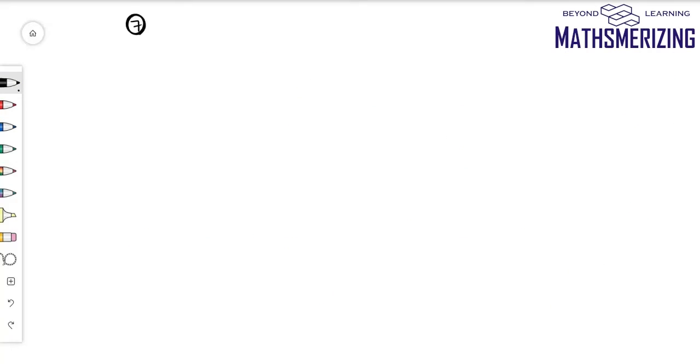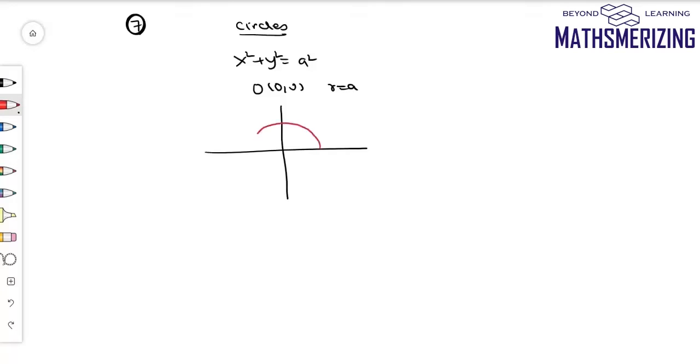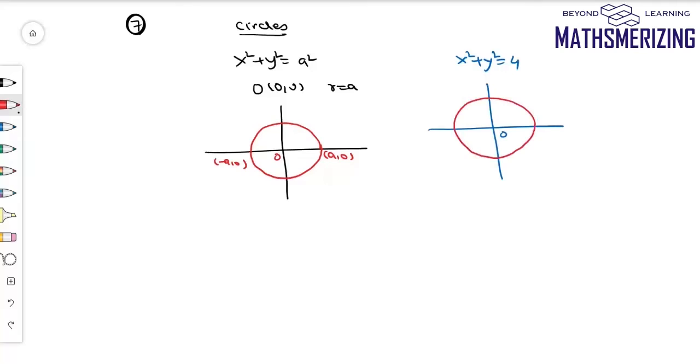Now, the seventh graph that we'll study is the graph of circles. The basic equation of a circle is given as x square plus y square equals a square. So the center of this circle is at the origin and the radius is equal to a. So if I have to draw this graph, then I'll simply draw a circle with center at 0 and radius a. So say for example, I have to draw this circle x square plus y square is equal to 4. Now center at origin and radius 2. So this is the graph of x square plus y square is equal to 4.